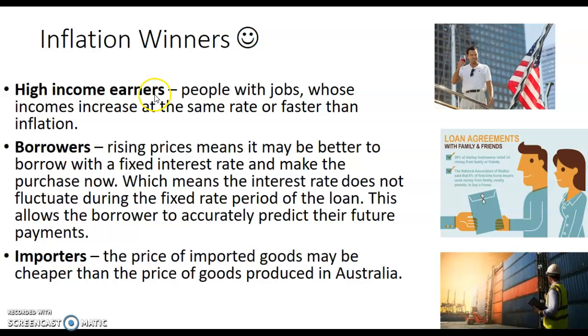Alright. Now high income earners, borrowers and importers. Anyone who is a high income earner, borrower or importer is going to be a winner from inflation. It is going to work in their favor. High income earners, people with jobs whose incomes increase at the same rate or faster than inflation, are in a positive situation because they can buy the same quantity of product even at a higher price, because their salary has increased as well.